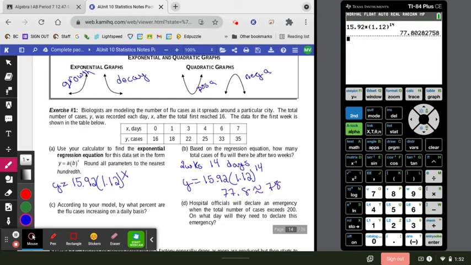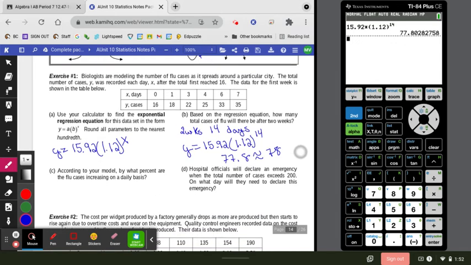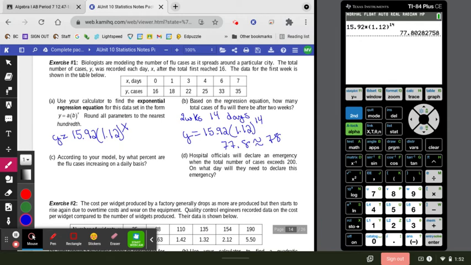According to your model, by what percent are the flu cases increasing? So to determine what percent, we have to remember our generic form of our exponential. So this is Y equals A times B to the X. So B is our growth rate. And if it's growing, B is always 1 plus the R. So since B equals 1.12, that's 1 plus our rate. So that means it's growing by 12%.